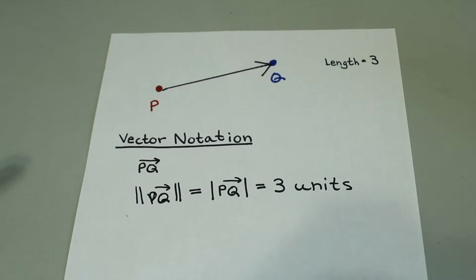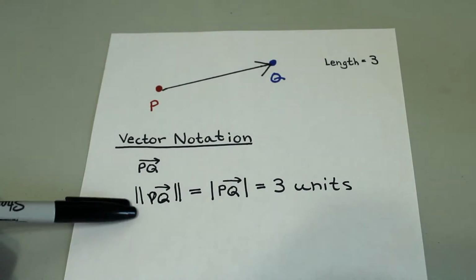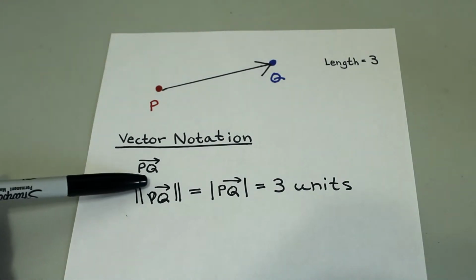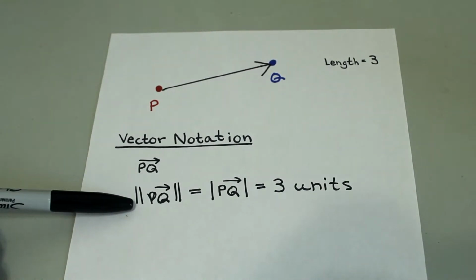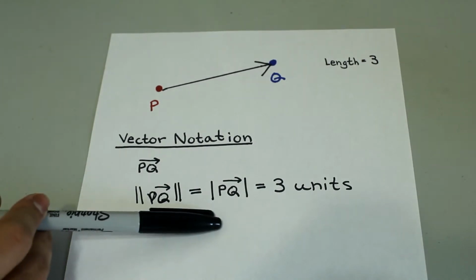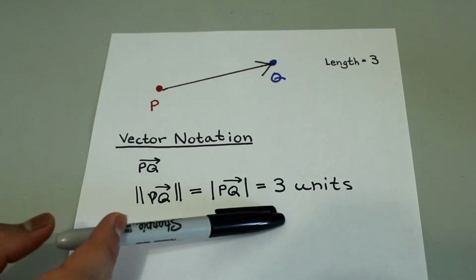If you're interested in only giving the magnitude of the vector PQ, you would write PQ with an arrow on top still pointing towards the Q in double bars, or sometimes you might see single bars, and then you'd write the magnitude.